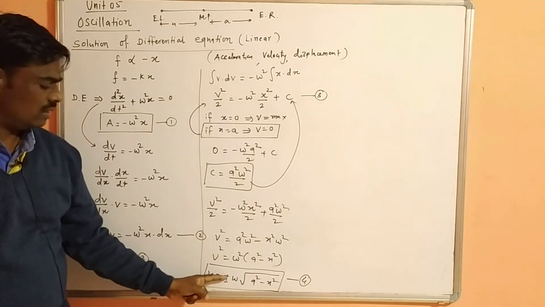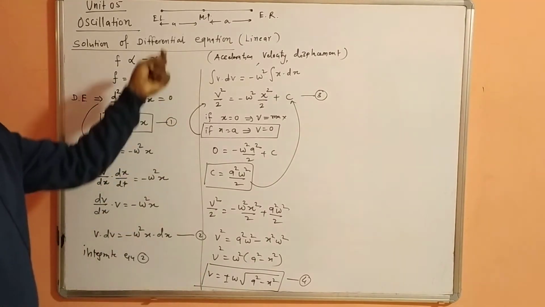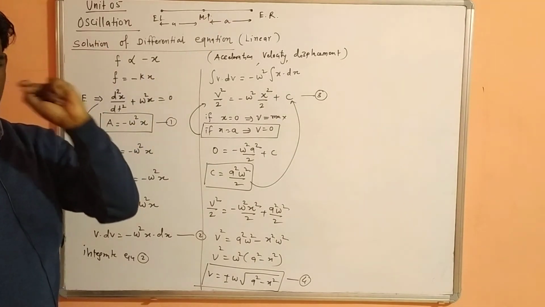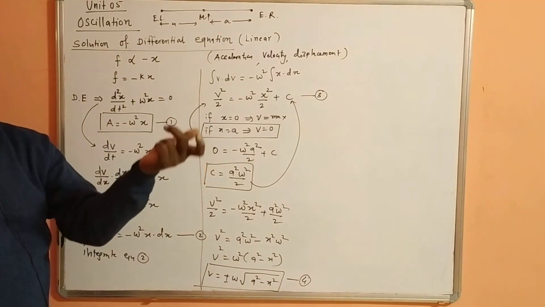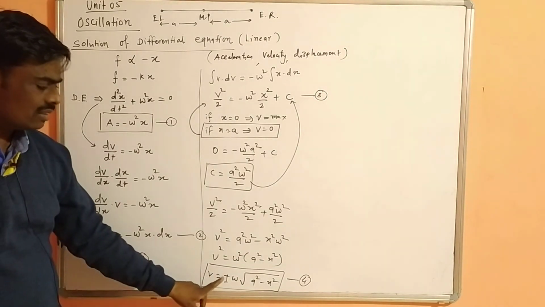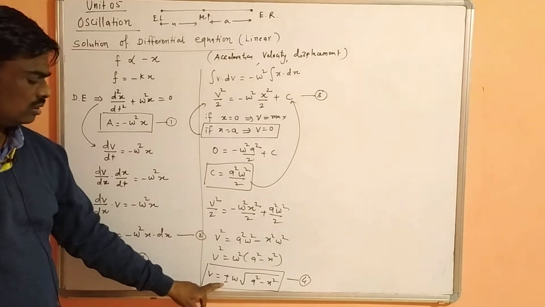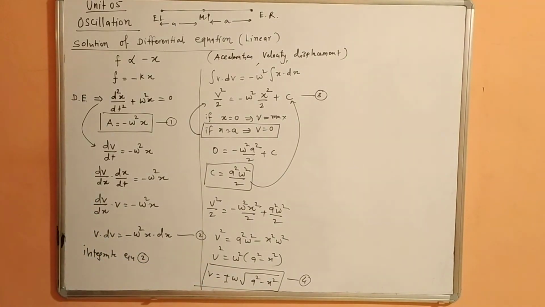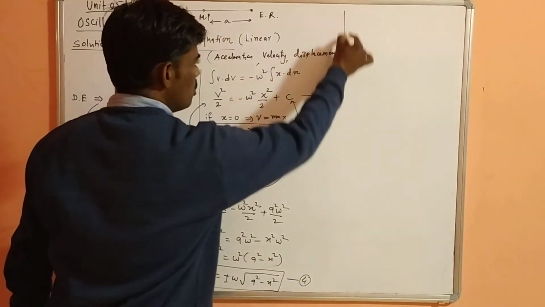Plus sign indicates that this velocity is away from mean position, and negative sign indicates that velocity is towards mean position. If we consider magnitude, neglect this plus minus sign. Simply write v is equal to omega under root a square minus x square. So now the last case, displacement.